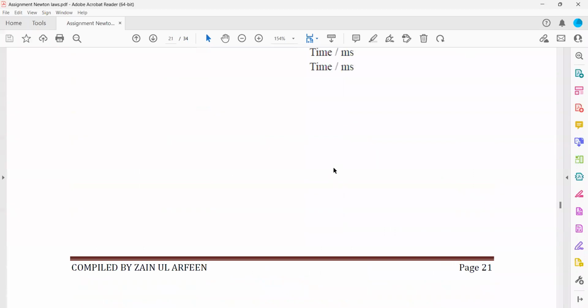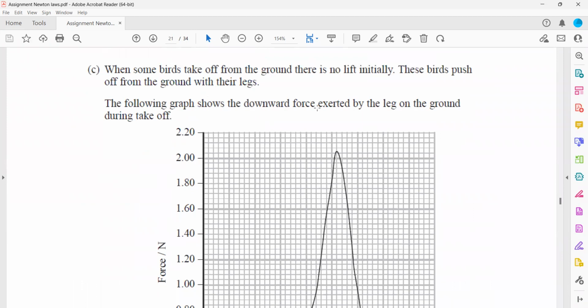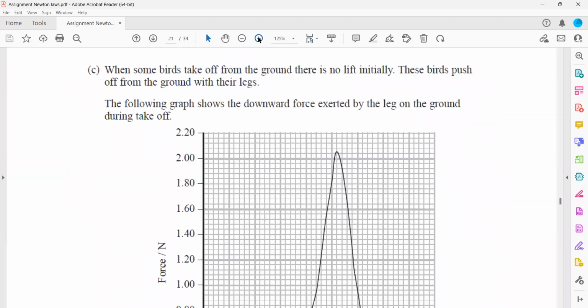Here, page 21: when some birds take off from the ground, there is no lift initially. These birds push off from the ground with their legs. This is the same scenario as we discussed, like how a person can jump. So for a takeoff, the birds push, as initially they don't have the lift. So they push the ground. As a result, the ground will apply an upward force, and that upward force will be more than the weight. So it will create an upward acceleration, and the bird can lift off from the ground.